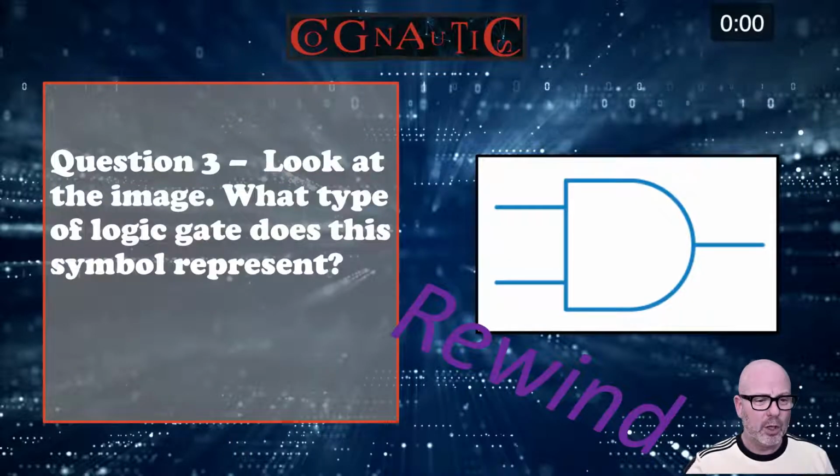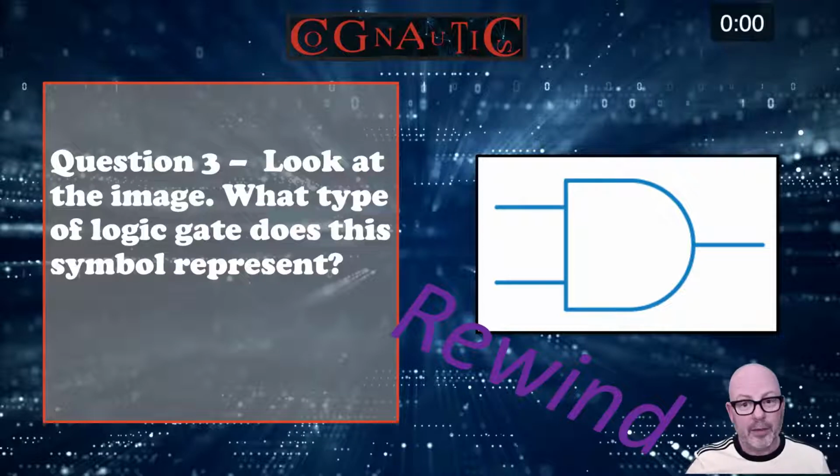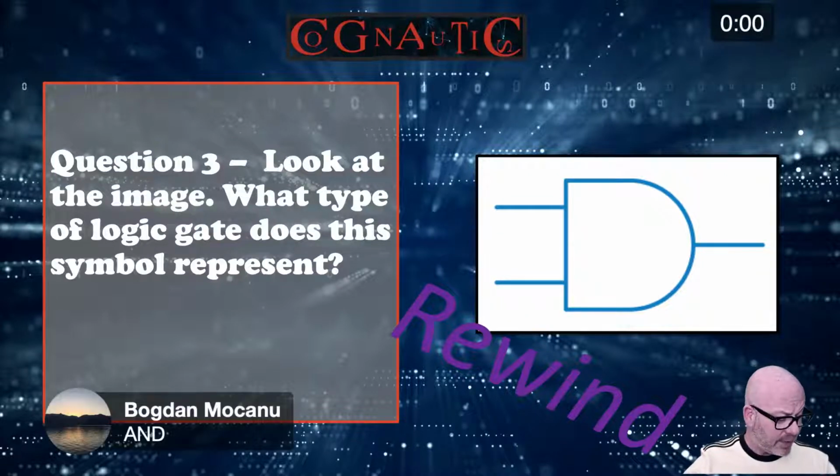So let's go on to the next one. Oh, that's better. So look at this image. What type of logic gate does this symbol represent? Obviously, just find a way of learning these. Bogdan, you were absolutely spot on. I've whizzed on because I put the rewind right over the top of the answer, which was pretty stupid of me. It is, Bogdan, an AND gate. You are a superstar. Only 3 to learn. Just make sure you're happy which is which. All right, let's push on.